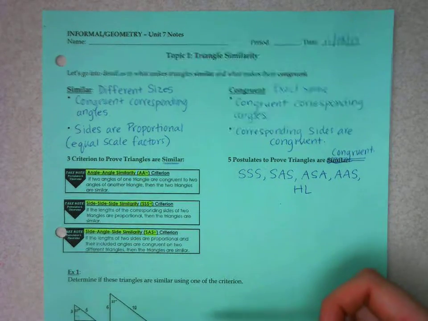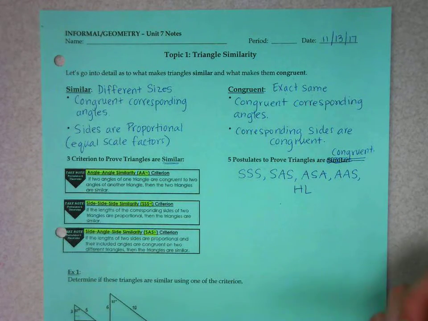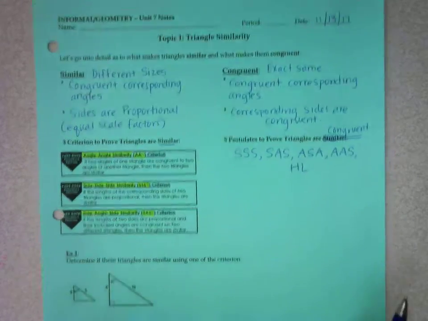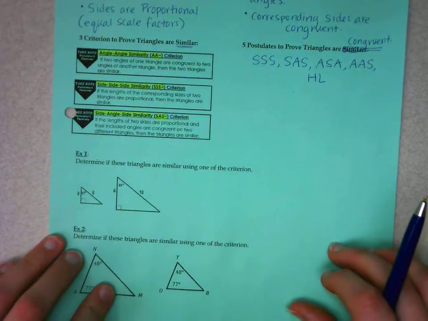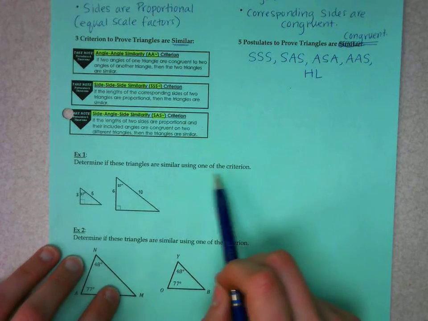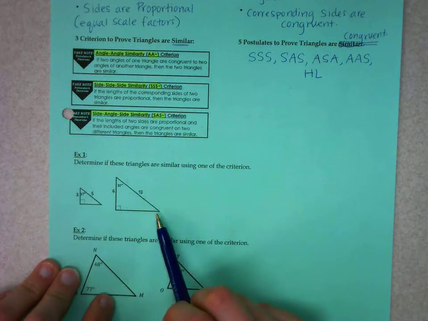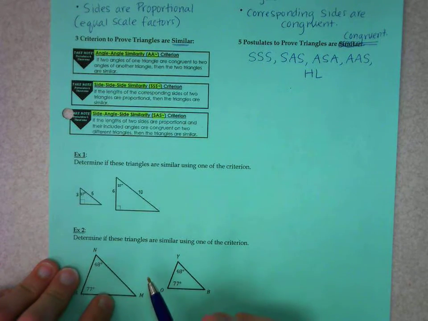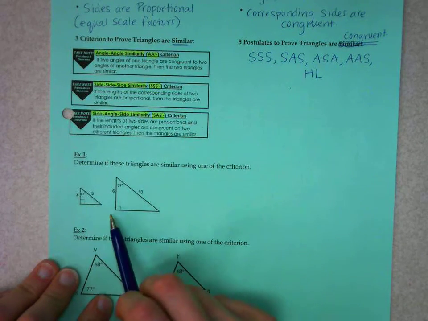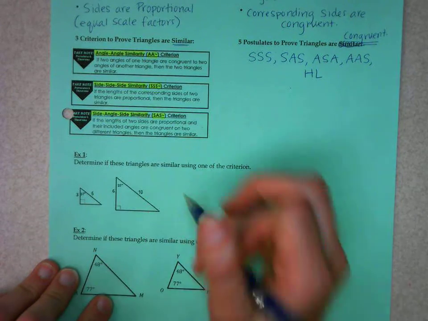You can read about each of the criteria here, but on the bottom of the notes and on the back of the notes, we're going to go through each of these criteria with an example. So let's go ahead and start with example 1 here. It says, determine if these triangles are similar using one of the criteria. Let's take a look at what kind of triangles we have and what information has been given to us. You'll notice that you are given information about 2 pairs of sides. I'm just going to jot that down.